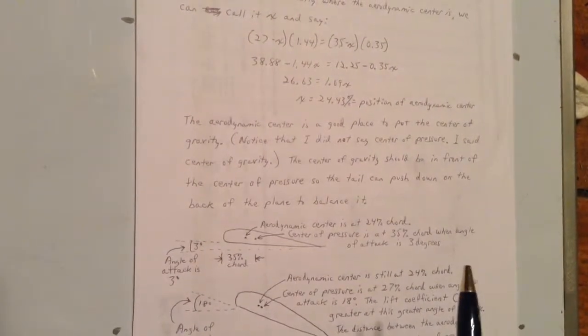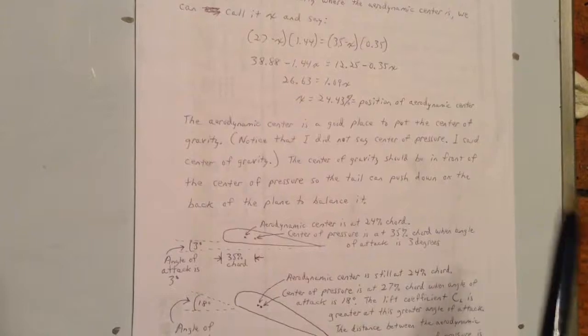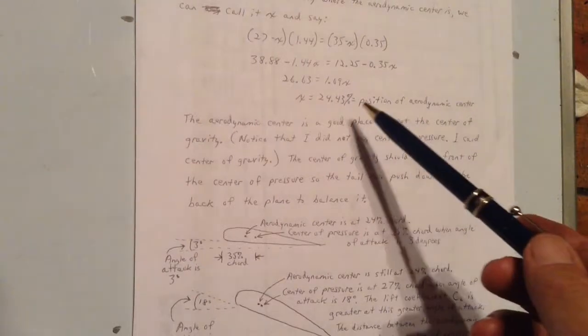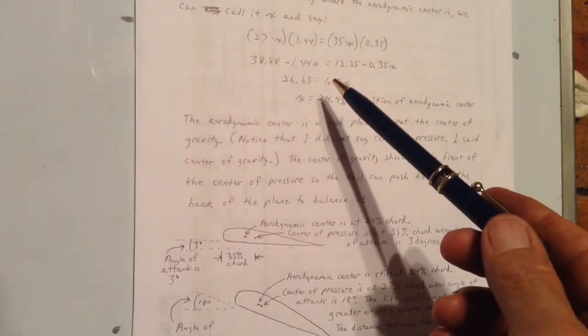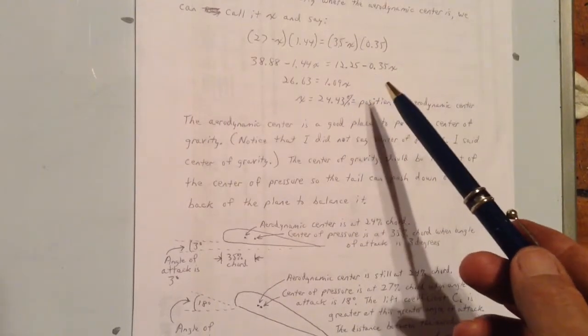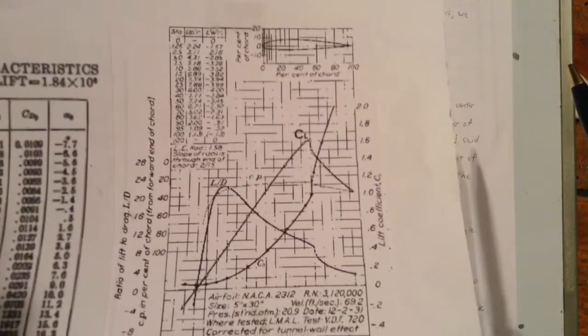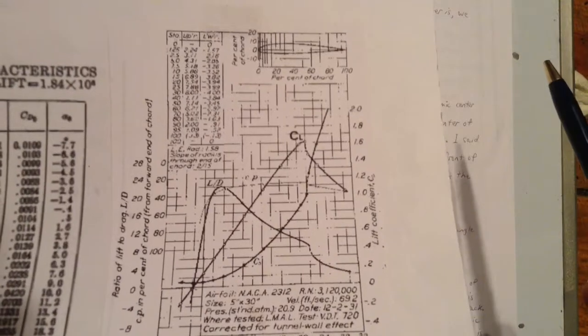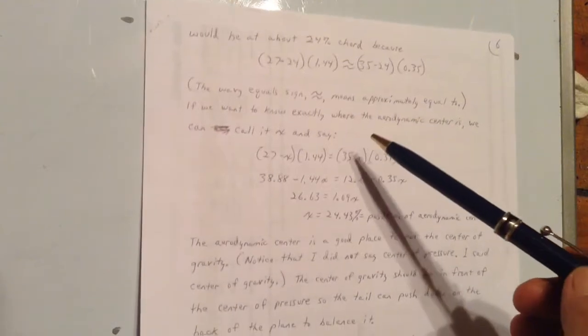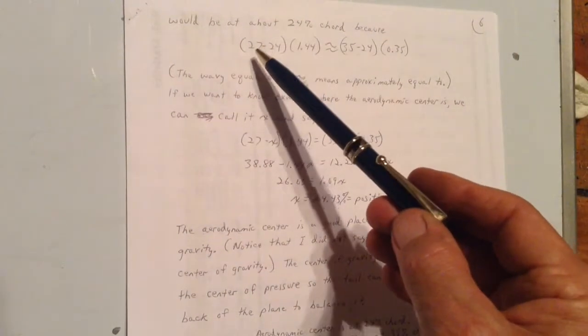This is part 3 of the airfoil section of Aeronautical Engineering. At the last part of part 2, we calculated where the aerodynamic center is on a particular airfoil, a NACA 2312. We were shown this graph which gave us all these numbers, that the center of pressure is at 27%.